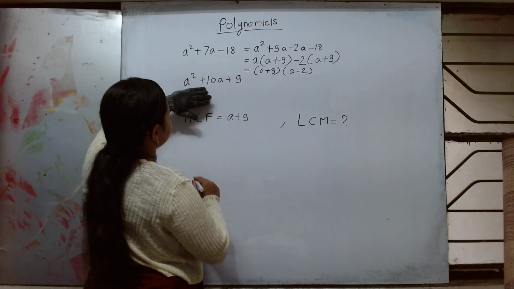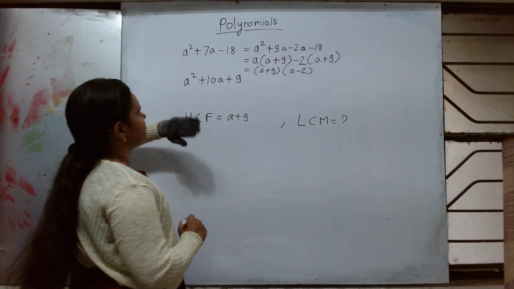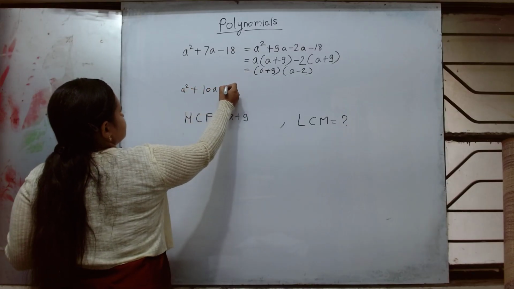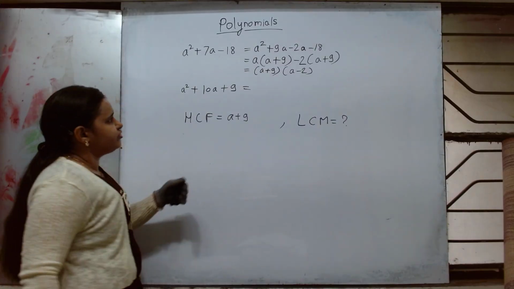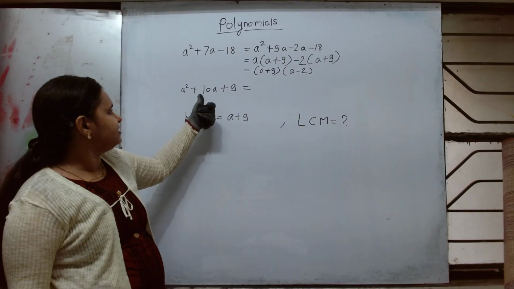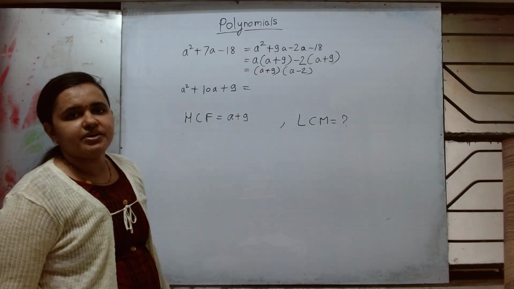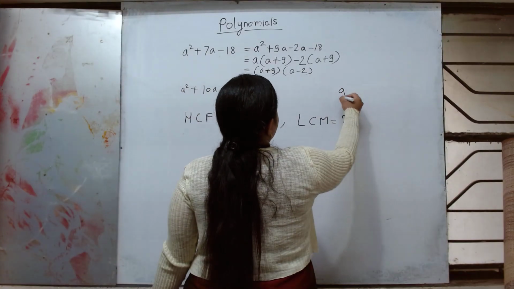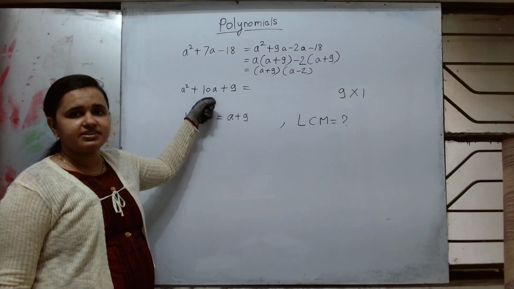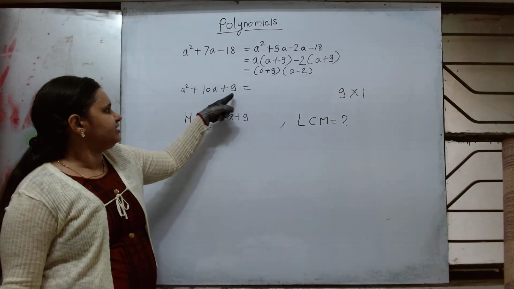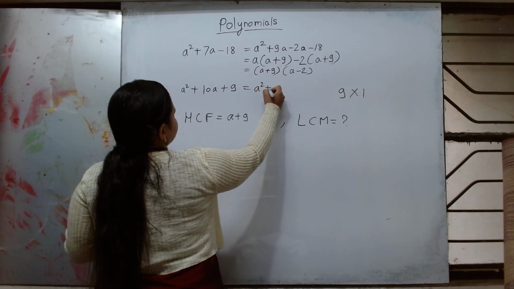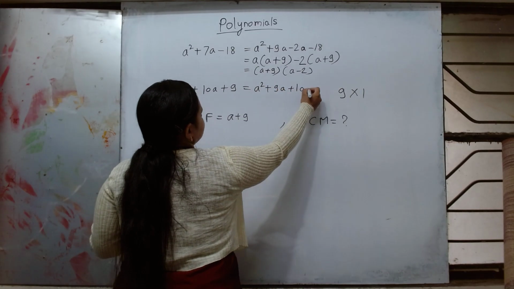Now we have to calculate the factors of this a square plus 10a plus 9. Now we want two numbers whose multiplication should be 9 and whose sum will be 10. So those two numbers are 9 and 1. 9 into 1 is 9 and their sum is 10. So it will be a square plus 9a plus 1a plus 9.